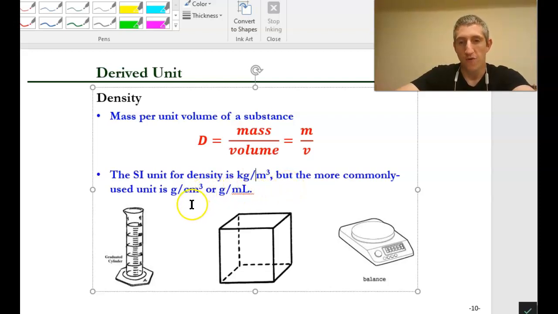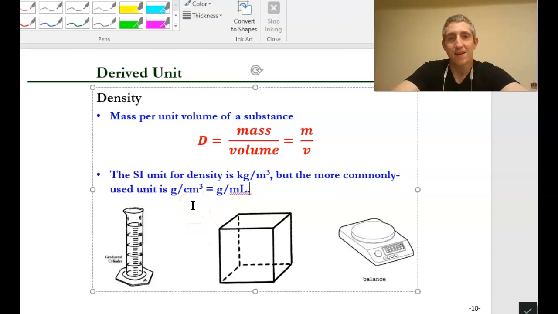These two are more familiar, grams per centimeter cubed, or even most familiar, grams per milliliter. And remember, those two are synonymous. Those two have the same meaning because a centimeter cubed, also known as a cubic centimeter, is equal to a milliliter. And so there are quite a few derived units out there. For the most part, anytime you do a calculation, you end up with a derived unit.